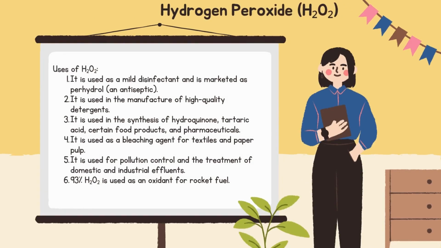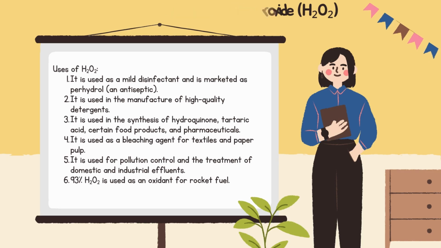Hydrogen peroxide, H2O2. Uses of H2O2: it is used as a mild disinfectant and is marketed as perhydrol, an antiseptic. It is used in the manufacture of high-quality detergents. It is used in the synthesis of hydroquinone, tartaric acid, certain food products, and pharmaceuticals.